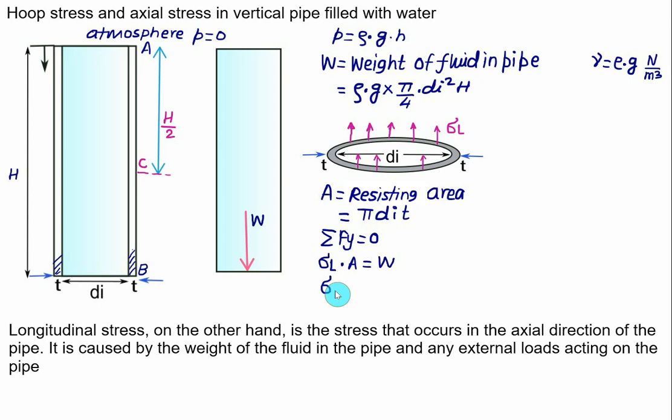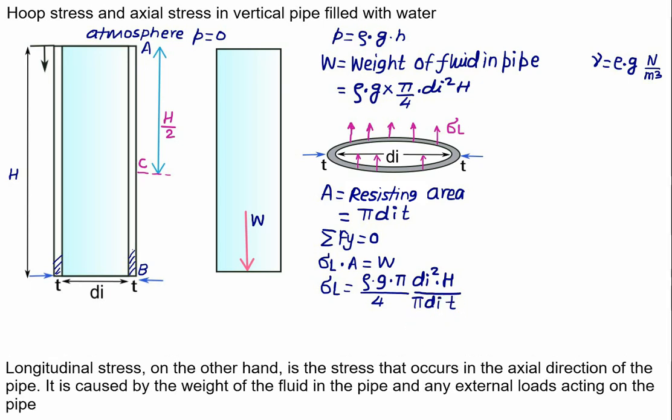So sigma L will be equal to W, which is the product of rho g into pi by 4 multiplied by d_i square multiplied by the total depth, because we are interested in stress at the bottom, that is at point B. So you have to multiply by column H. If you are interested at C, then you have to replace H by H by 2. And if you are at point A, then the weight will be 0 and the longitudinal stress will also be 0. This is divided by the area, pi multiplied by d_i multiplied by T.